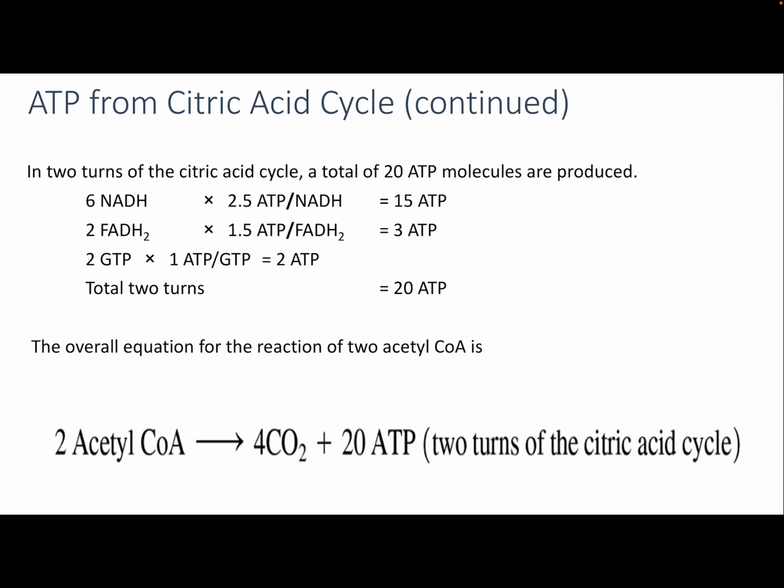So 2 turns of the citric acid cycle altogether produces about 20 ATPs. So we still haven't added everything together yet, but just from the citric acid cycle, from 2 turns, the 2 acetyl-CoAs turn into their carbon dioxides. So remember, that was 4 carbons, and this is 4 carbons, and 20 ATPs.